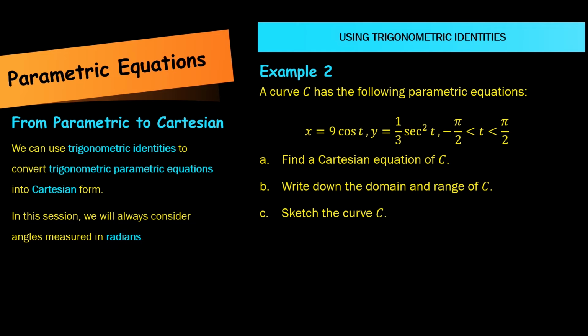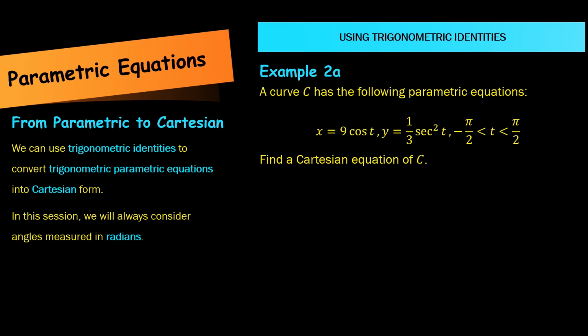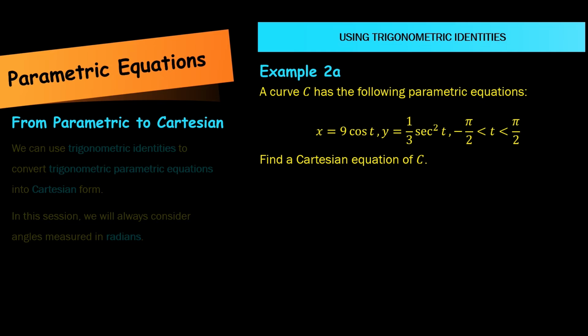Now let's take a look at another example. Pause the video and have a go. Press play when you're ready to view the solutions. Let's take a look at part A first. A curve C has the following parametric equations: x equals 9 cos t and y equals 1/3 sec squared t for t between minus pi by 2 and pi by 2. We are required to find a Cartesian equation of C. So let's solve this.